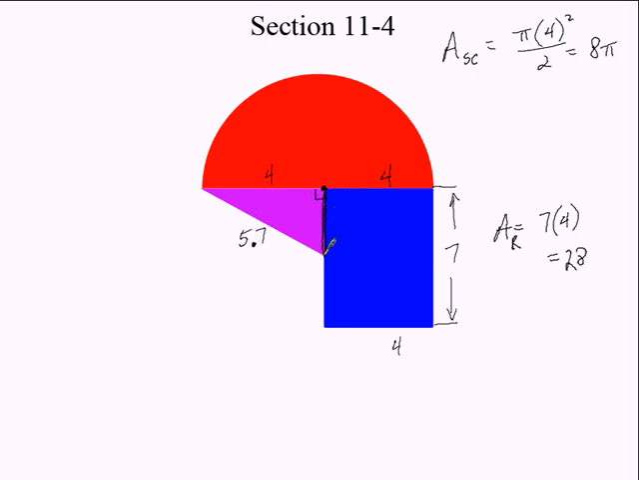Let's find this little bit right here. That would be the height of that triangle, wouldn't it? Because if this was the base, the perpendicular side would be the height. So let's do Pythagorean Theorem. We'll call this y or x or whatever, doesn't matter. So let's go 4 squared plus y squared equals 5.7 squared.